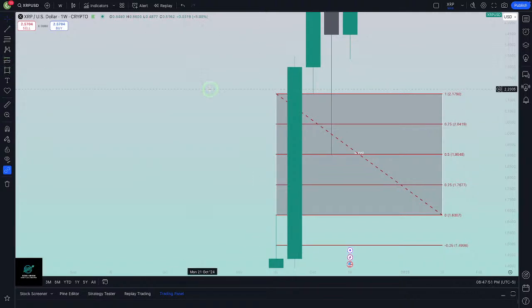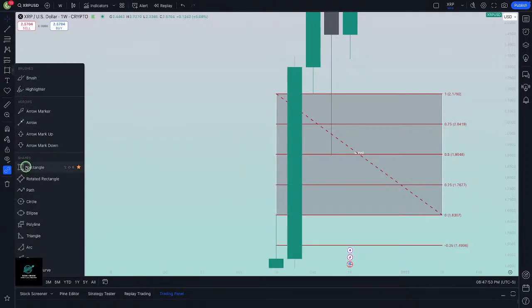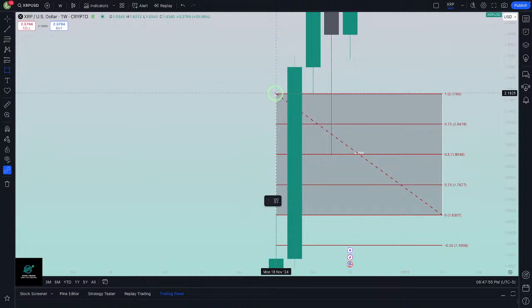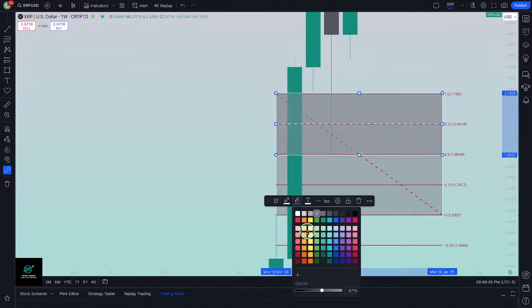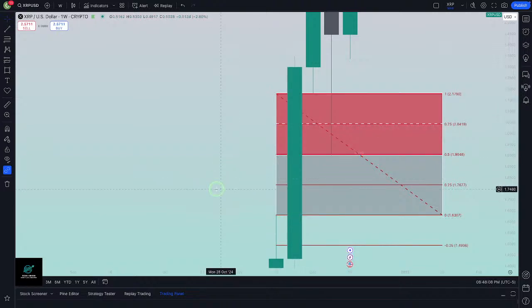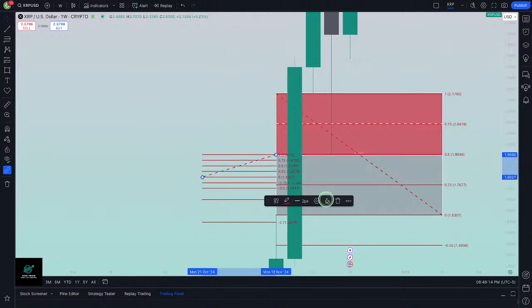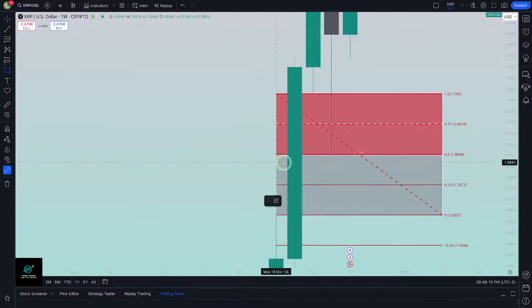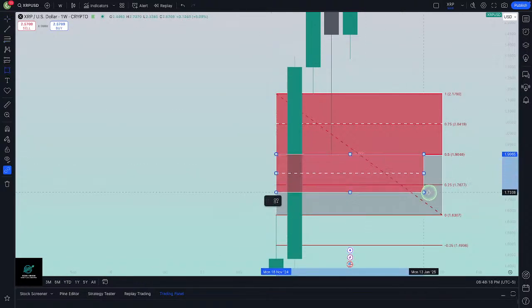And let's say I wanted to color code this, which I don't do, but let's say you wanted to. At the top, watch when I lay another fair value gap from the high down to the midway point. And then I add, like, let's say a red. Y'all see that? That's a premium. And then I'll take one from the midway point down to the bottom.